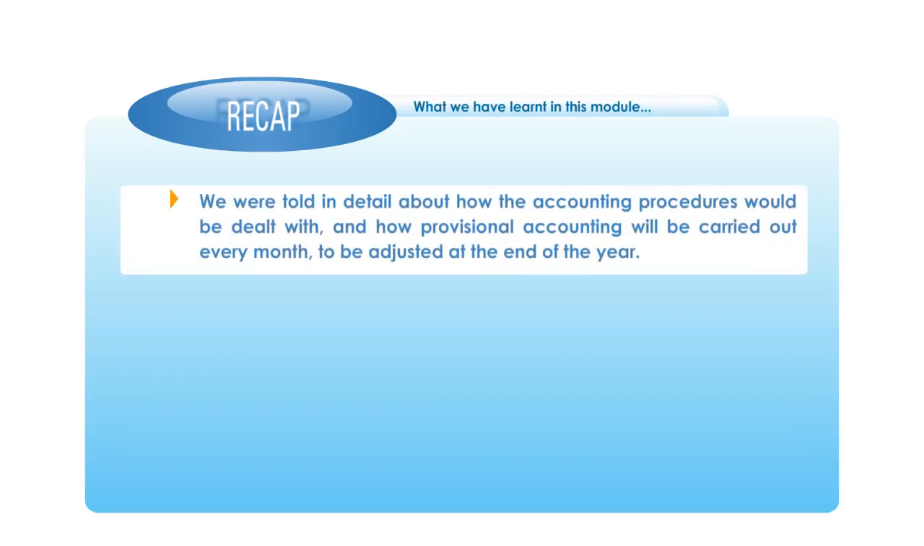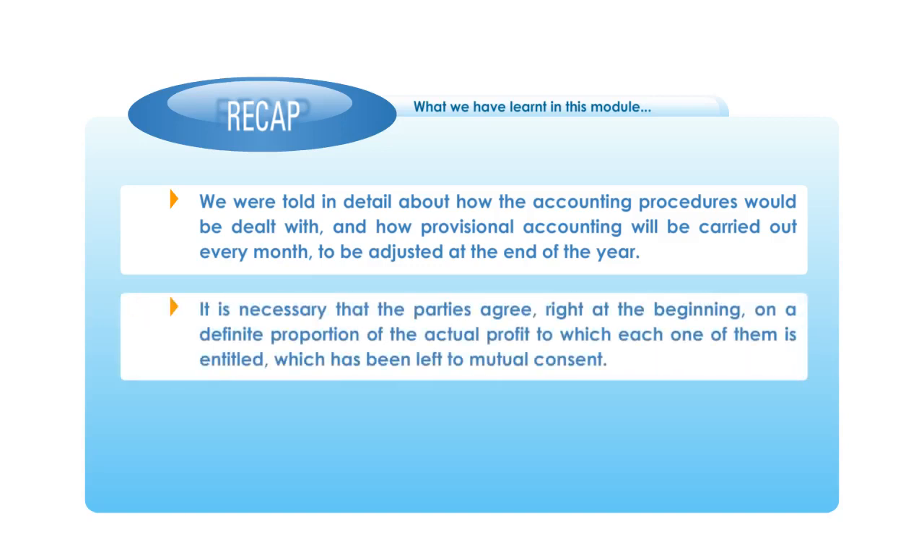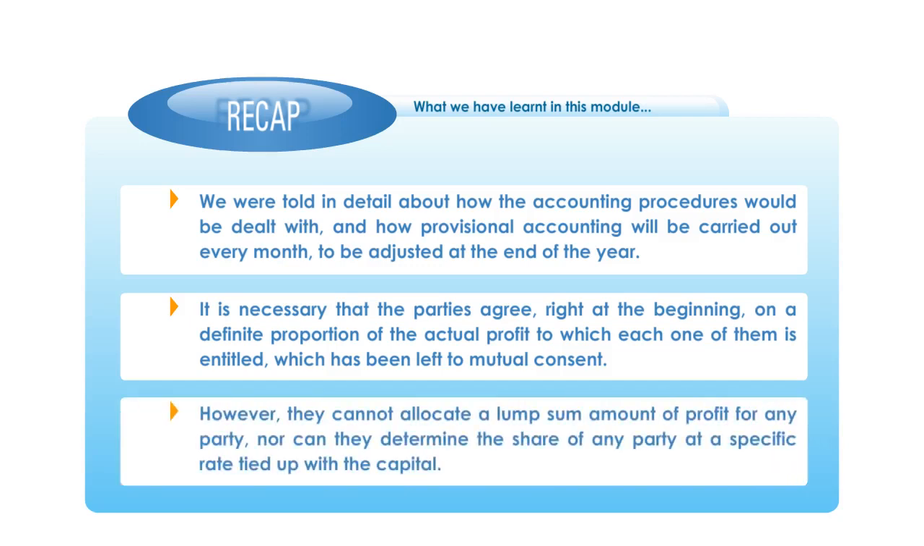We were told in detail about how the accounting procedures would be dealt with and how provisional accounting will be carried out every month to be adjusted at the end of the year. It is necessary that the parties agree right at the beginning on a definite proportion of the actual profit to which each one of them is entitled, which has been left to mutual consent. However, they cannot allocate a lump sum amount of profit for any party, nor can they determine the share of any party at a specific rate tied up with the capital.